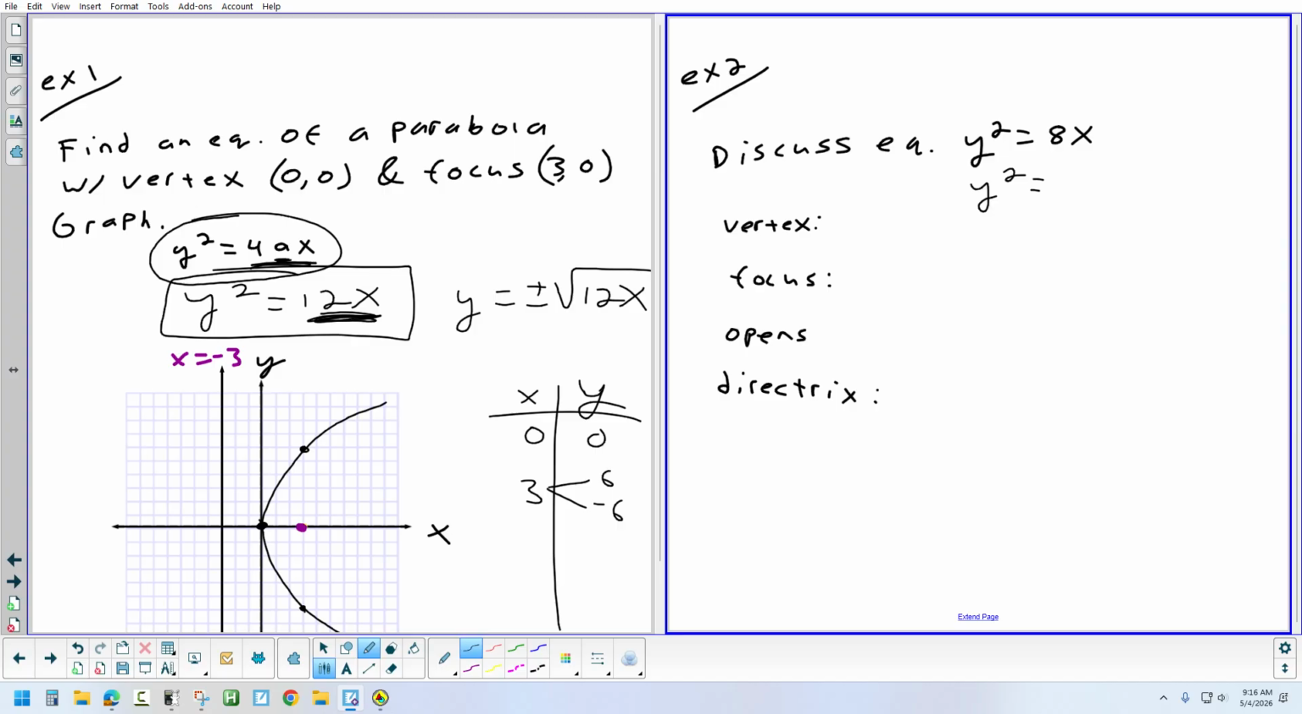4 times 2x. Now, if you know what you're looking for, you know a is a certain number. What's a in this case? Yep, 2. A is 2. That's the whole key with a parabola. You've got to find a.